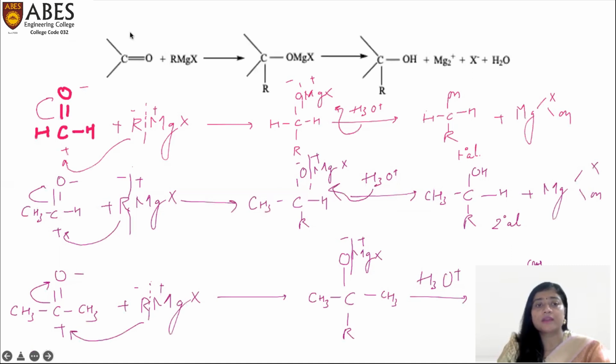Here is the general mechanism. This is the carbonyl compound. The major substrate is the carbonyl compound. When it reacts with Grignard reagent, it forms a transition compound, which further converts into the alcohol in presence of aqueous hydrolysis.